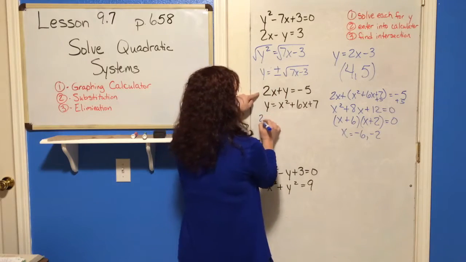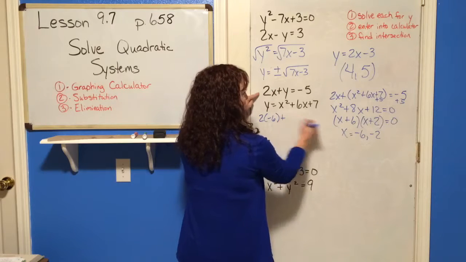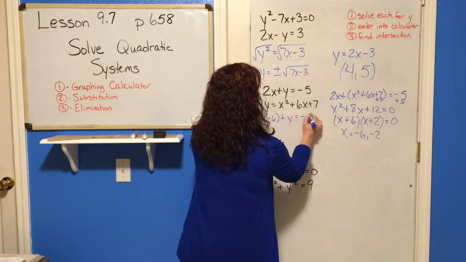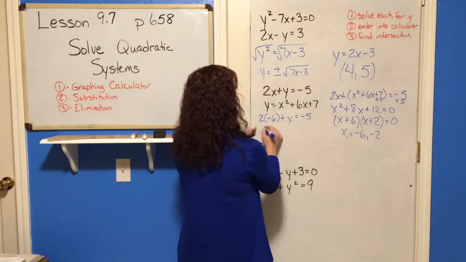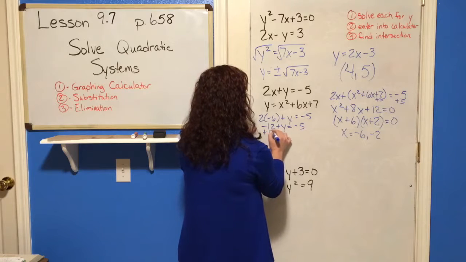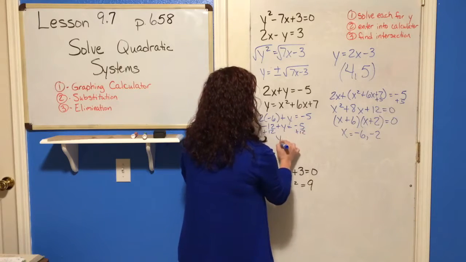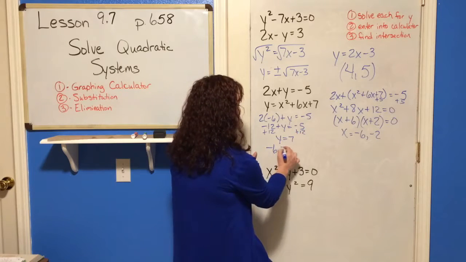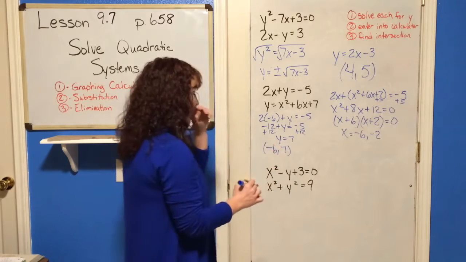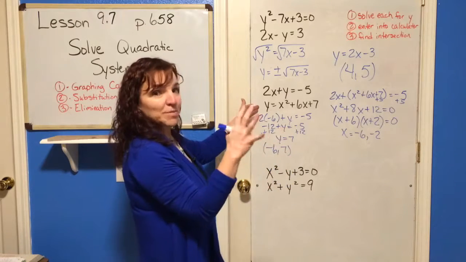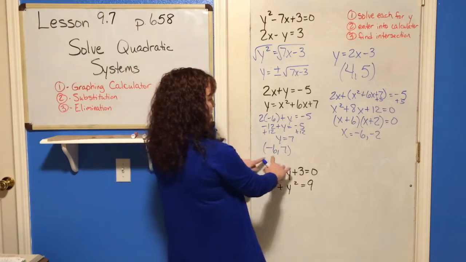So 2 times -6 plus, whoa, we don't have a x, plus y equals -5. So 2 times -6 is -12 plus y equals -5. Add 12 to both sides. So y equals 7. So one solution is -6, 7. And go ahead and put it into the other equation also, to make sure we don't have any extraneous solutions.